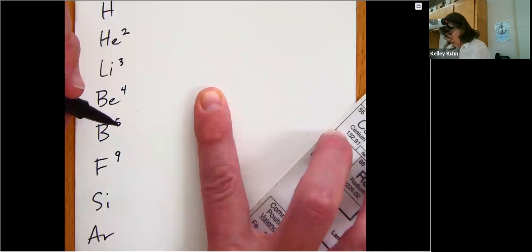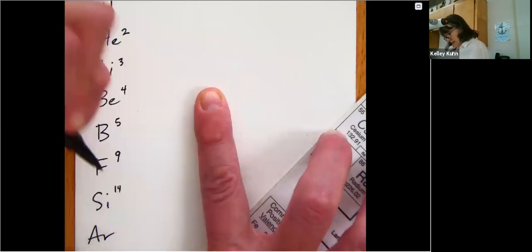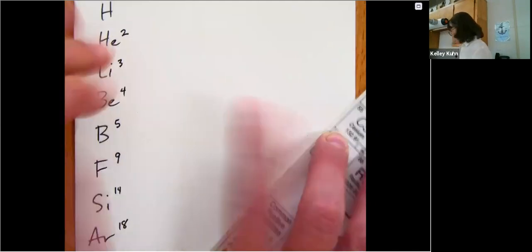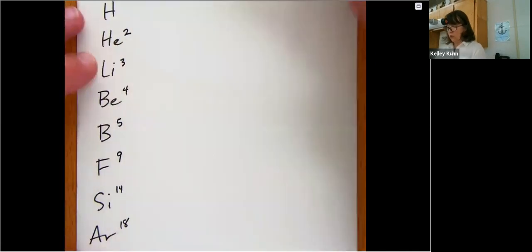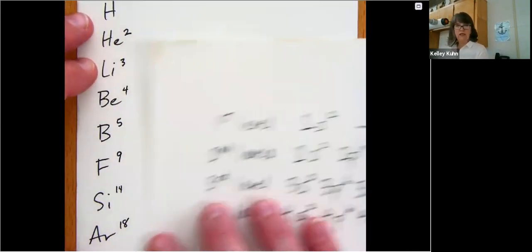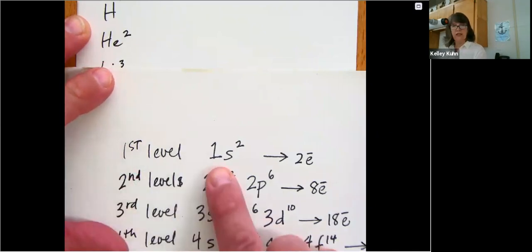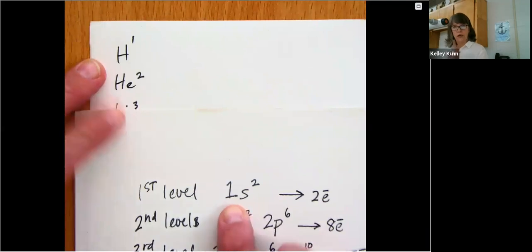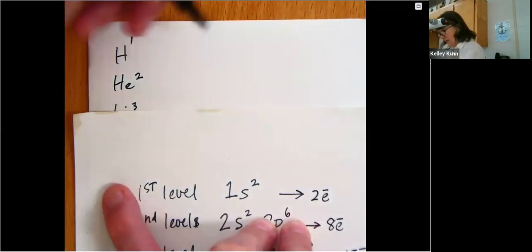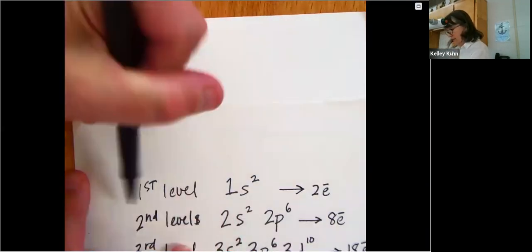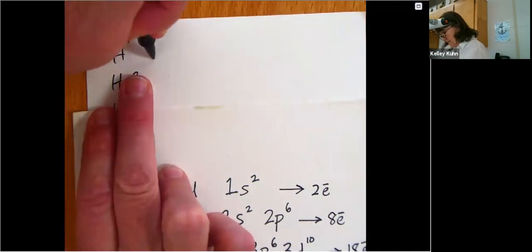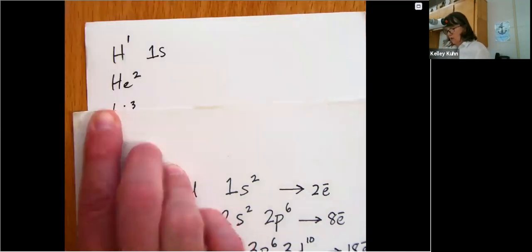Silicon has 14, and argon has 18. So what happens initially is that for the smallest atoms, we just start filling in the energy levels. So hydrogen has 1 electron. That means that it's going to start filling in the first level. So it's going to fill in the 1s orbital.